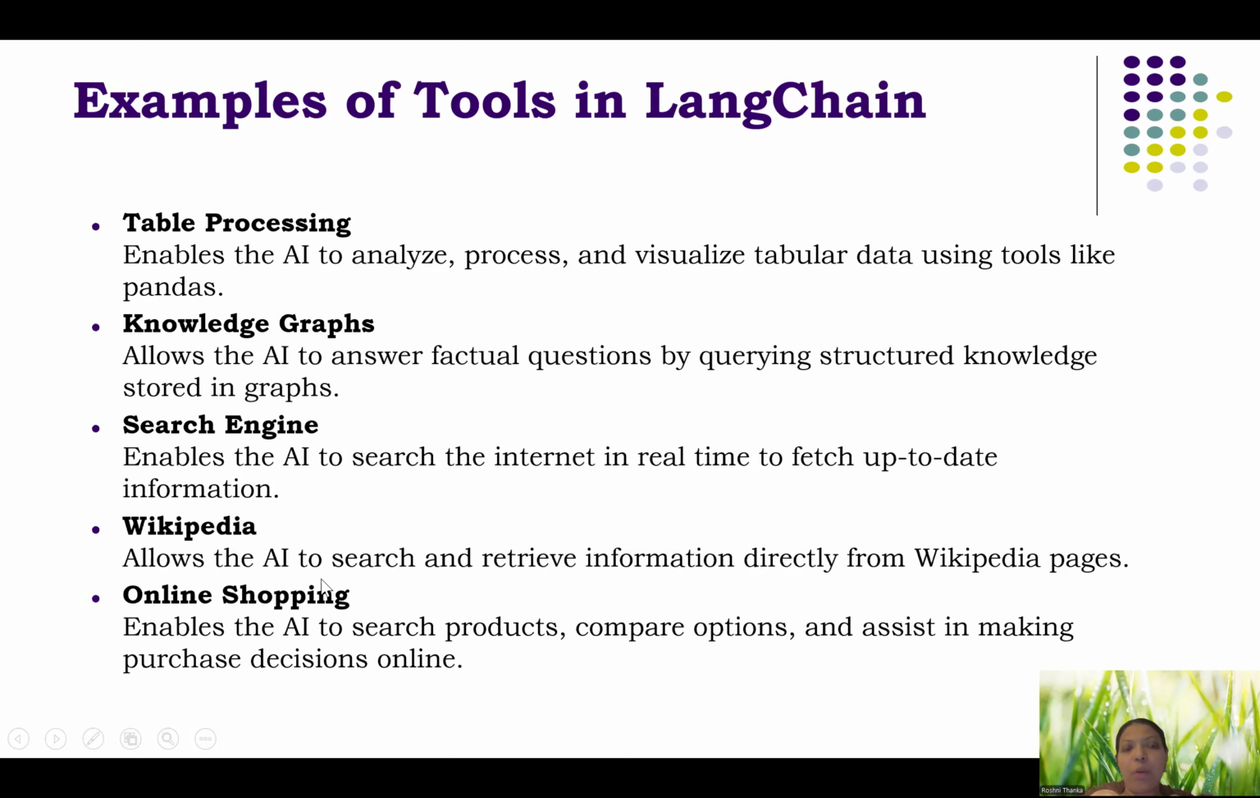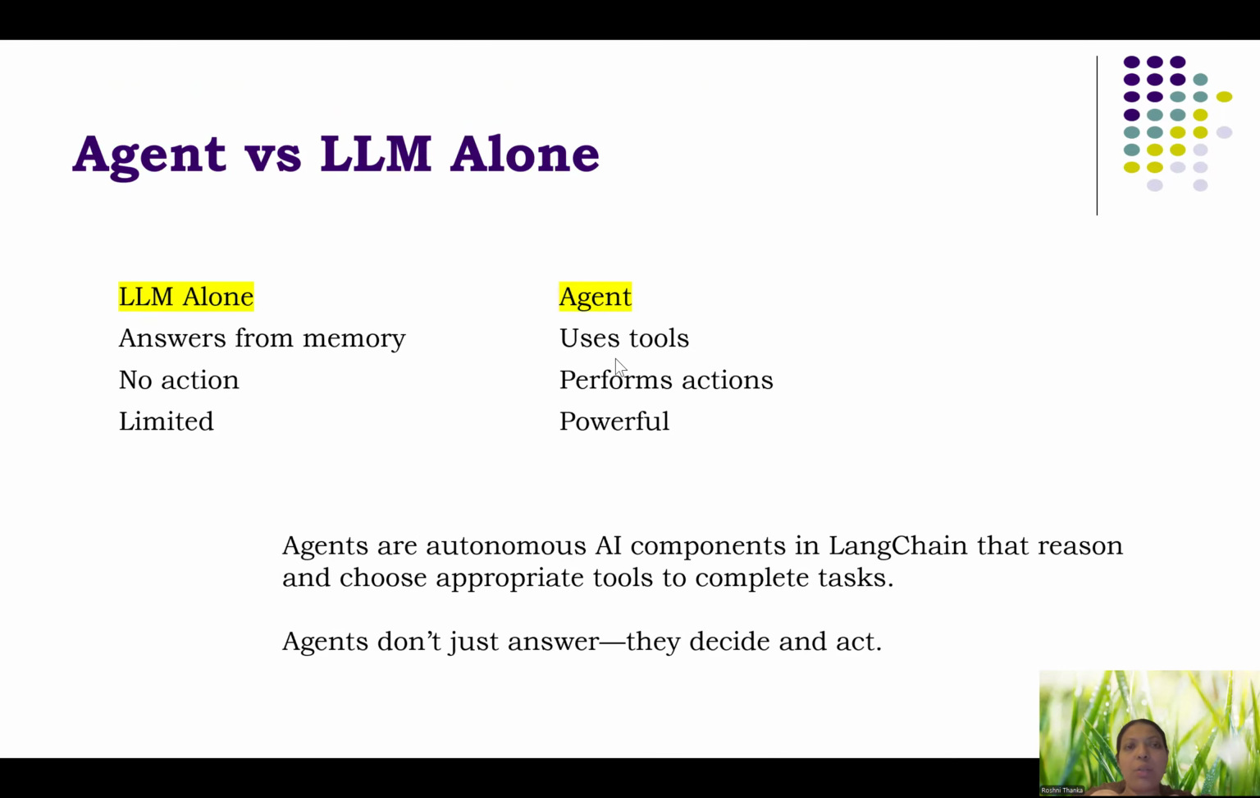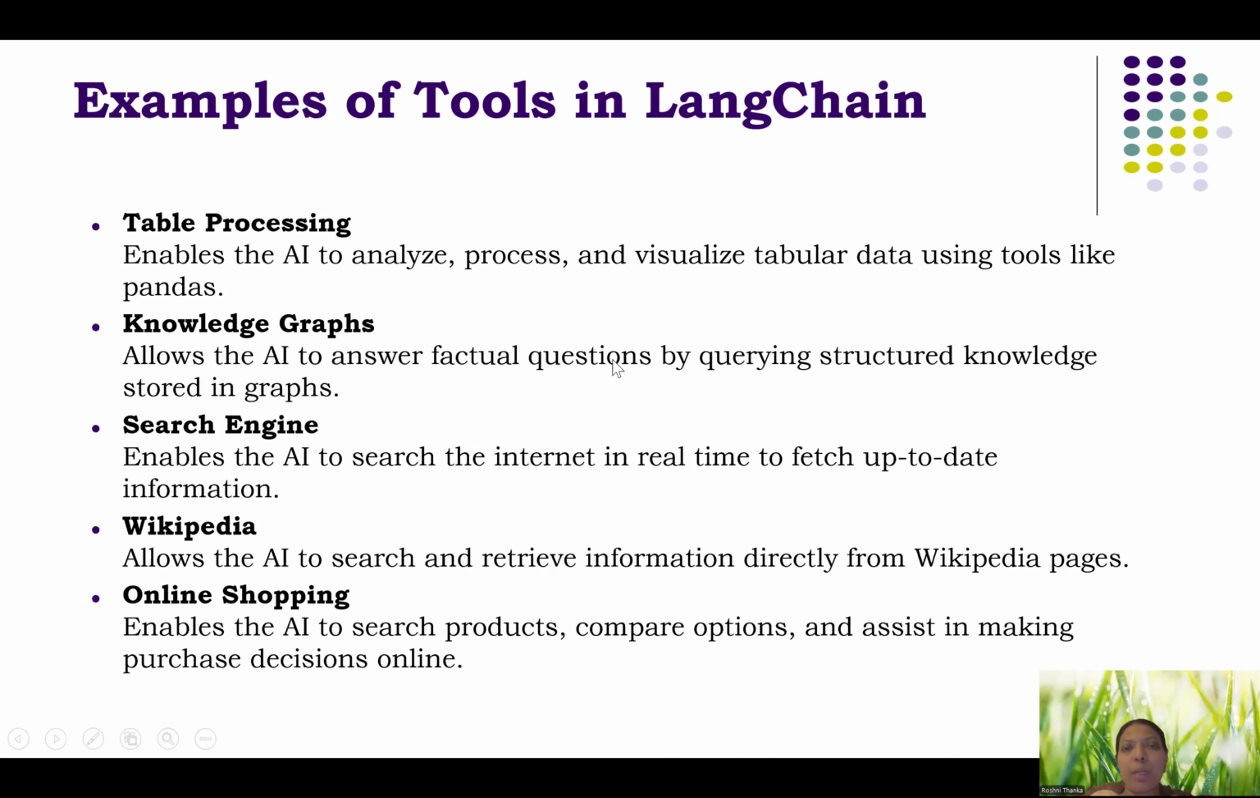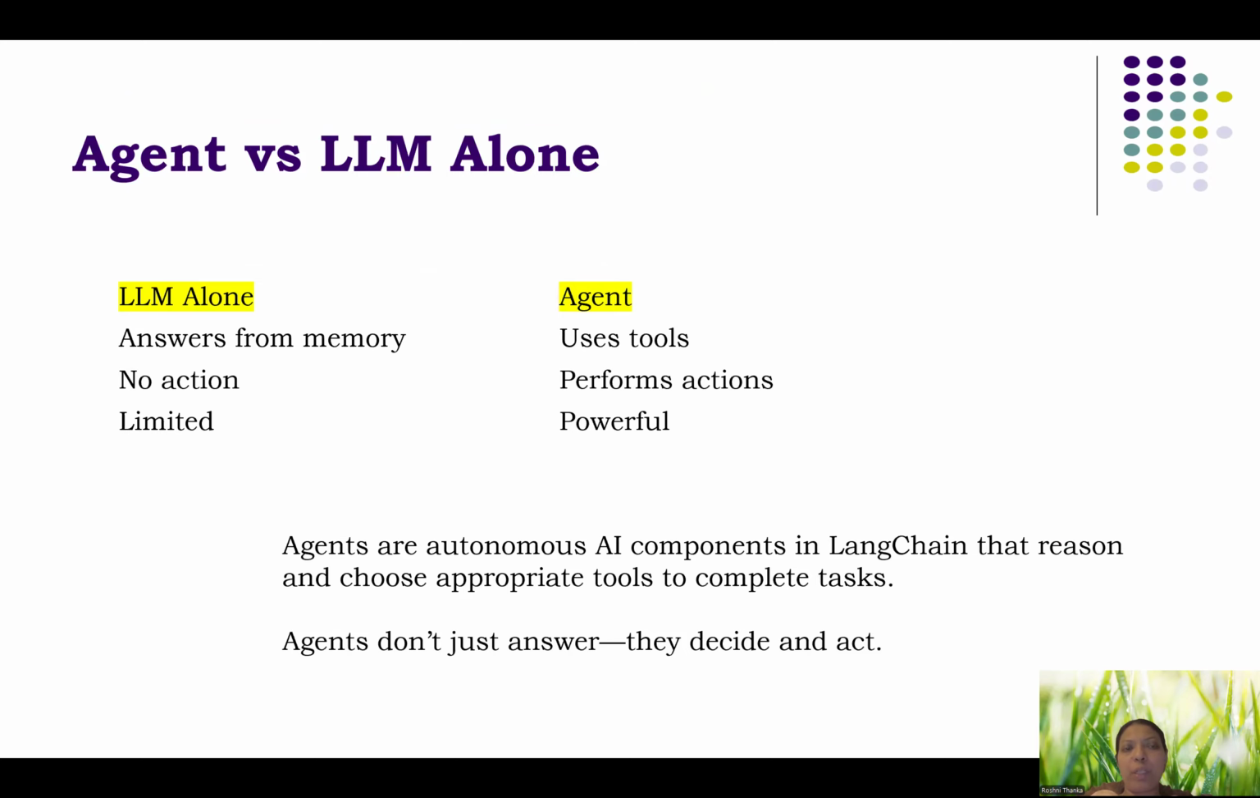I'll show a demo for it. And then online shopping. This helps us search for a product, compare options, and assist in making purchase decisions online, all these things. So these are some of the important tools present inside LangChain, helpful for the agent.